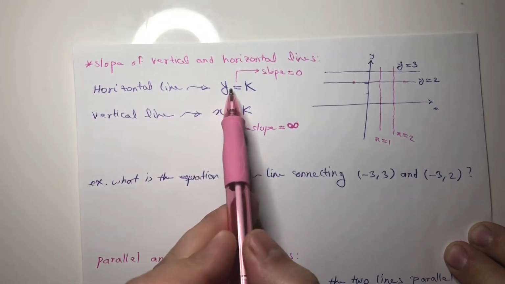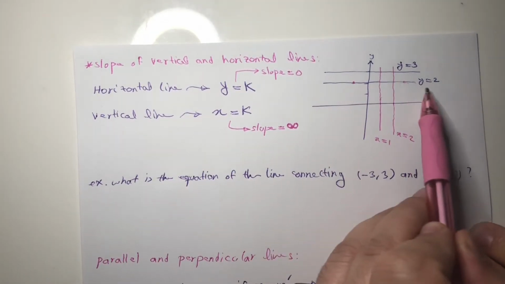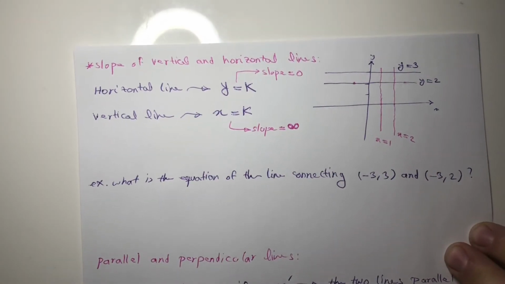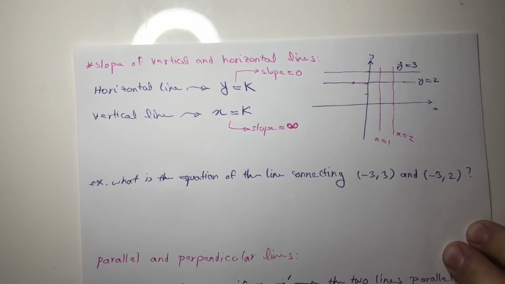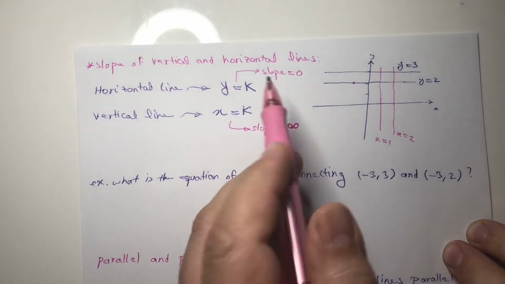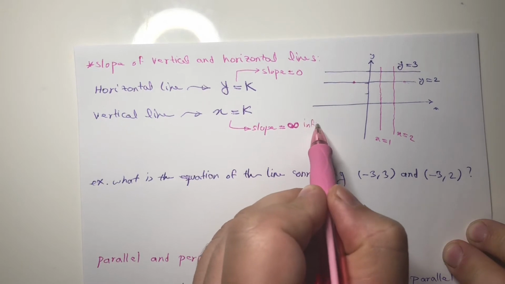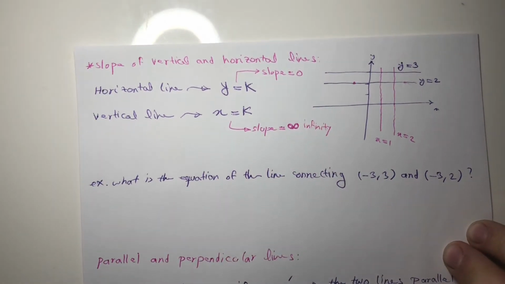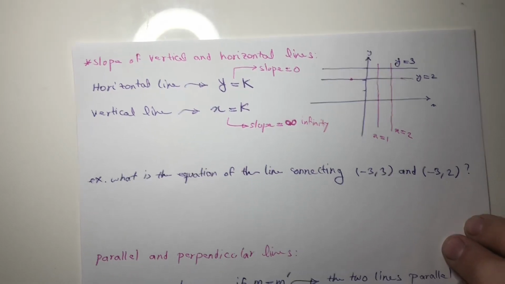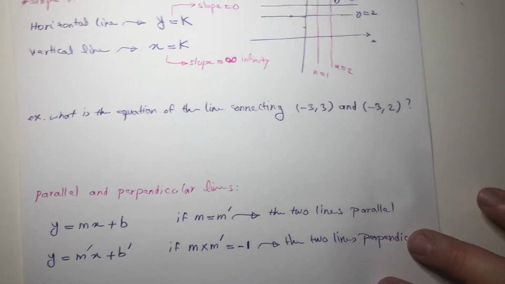Obviously, for a horizontal line, it doesn't have a slope, so the slope is 0. But for a vertical line, its slope is so high, and we show it with this sign, the infinity sign. In other words, the slope of a vertical line is infinity. Let's look at an example.